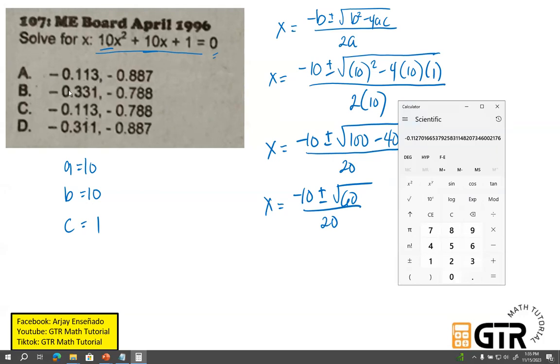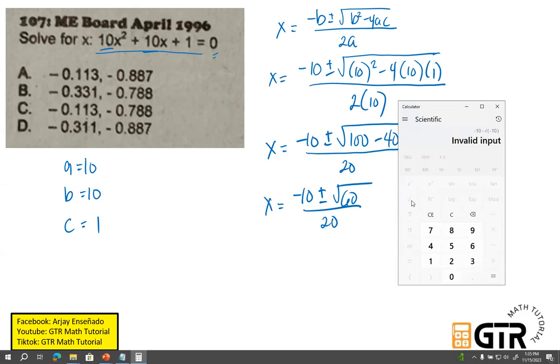So letter A or letter C? Letter A or letter C kapag positive itong square root of 60. So isolve naman natin itong negative square root of 60. Okay? So sulat muna natin. Ayan, negative 10 and then minus square root of 60.